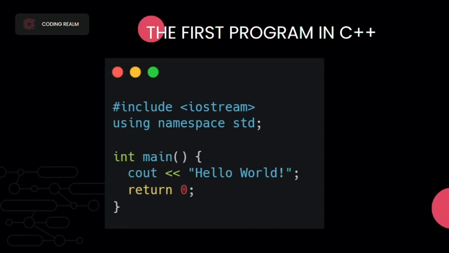In this code, I need to print hello world on the screen. I use cout because it's the output stream, and the output stream is used to print or display the message on the screen. Cout, hello world, and return 0. The first line, include iostream, is a header file library.